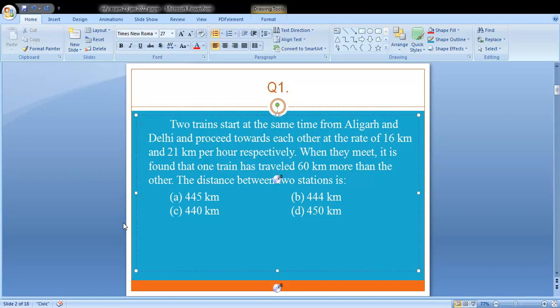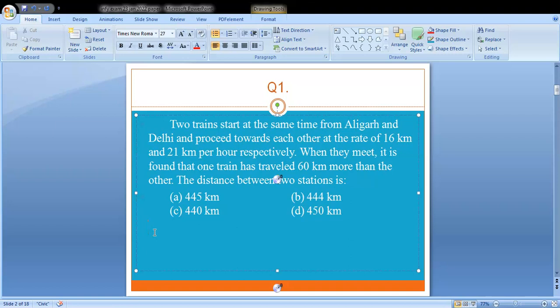The train coming from Aligarh to Delhi has a speed of 16 kilometers per hour. The other train, coming from Delhi to Aligarh, has a speed of 21 kilometers per hour. The two trains meet, and it is found that one train travels 60 kilometers more than the other.